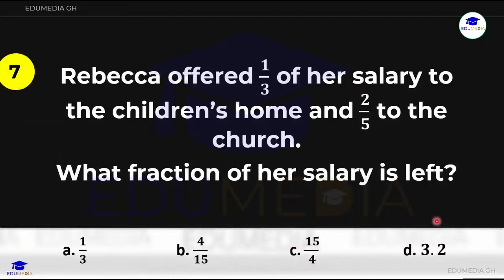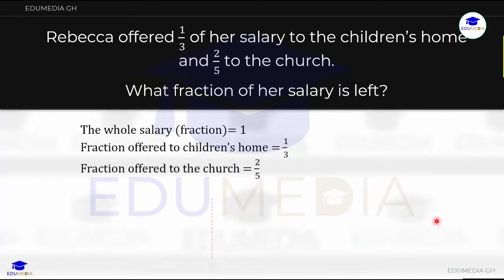Question 7. Rebecca offered 1/3 of her salary to the children's home and 2/5 to the church. What fraction of her salary is left? And these are some of the information that we have from the question. We know that the whole salary in a fraction form is 1. And then the fraction that Rebecca offered to the children's home is 1/3. Also, the fraction that Rebecca offered to the church is 2/5.